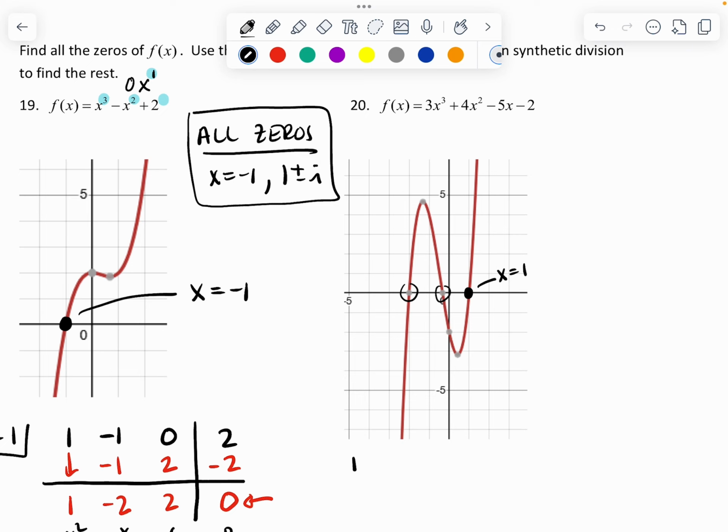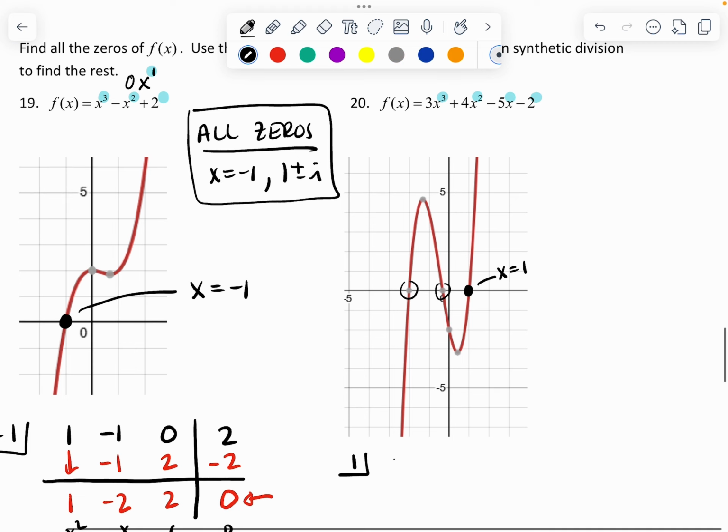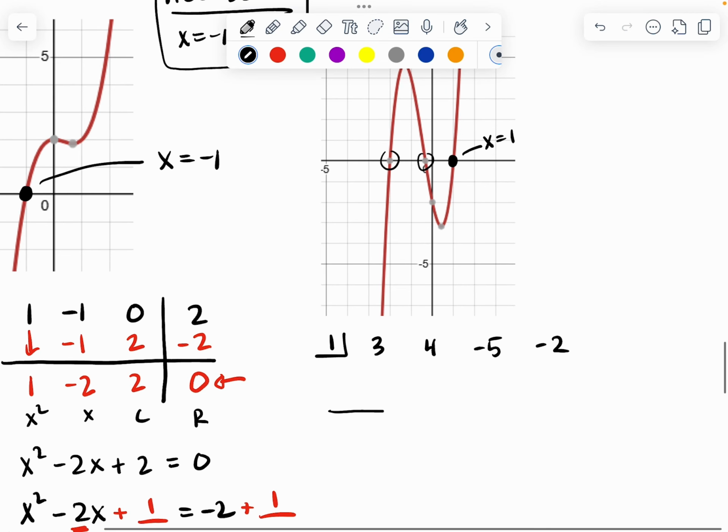So when I plug 1 in, okay, let's make sure that we're counting down, right? 3, 2, 1, 0. So I'm good to go with that. So this is 3, 4, -5, -2. And again, the remainder needs to be 0. If it's not, then that means that it didn't really cross the x-axis there.